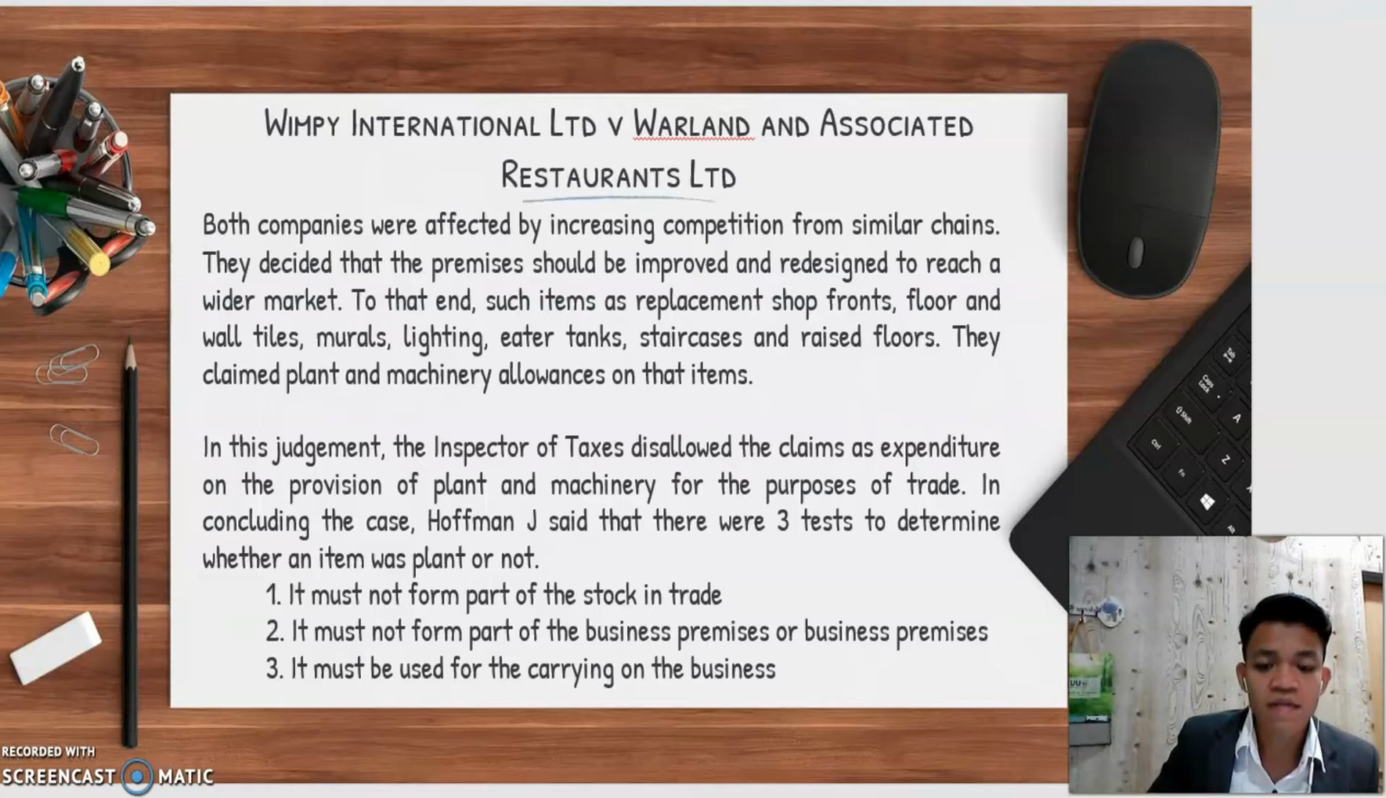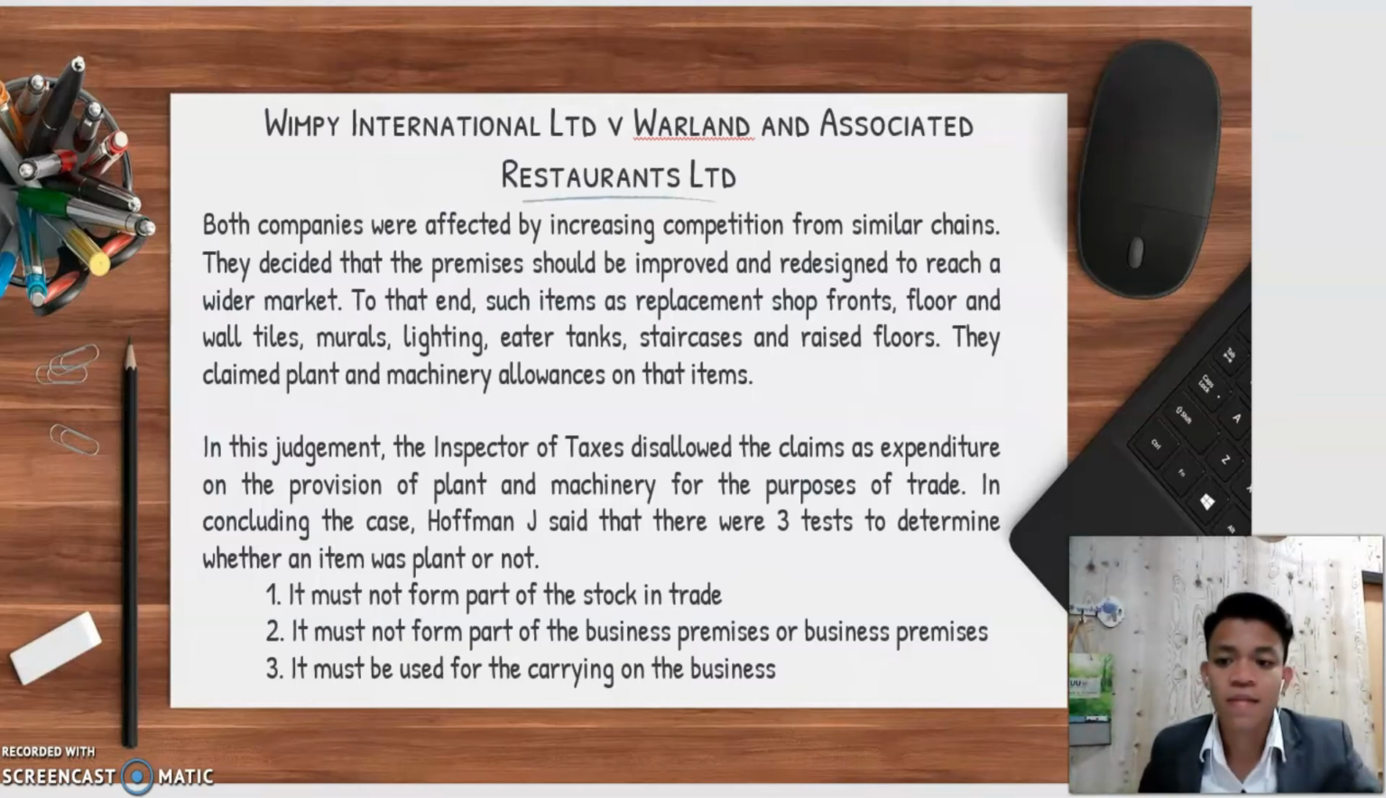In this judgment, the Inspector of Tax disallowed the claims as expenditure on the provision of plant and machinery for the purpose of trade. In concluding the case, Hoffman J said that there were 3 tests to determine whether an item was plant or not. First, it must not form part of the stock in trade. Second, it must not form part of the business premise. Third, it must be used for the carrying on the business.